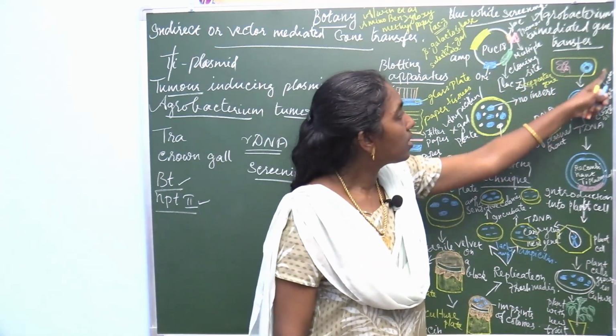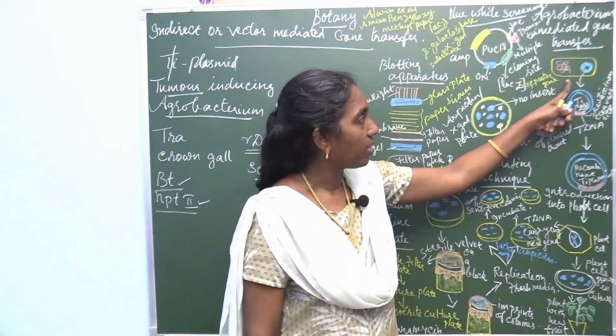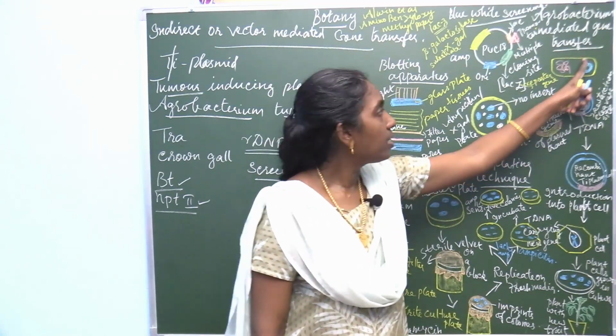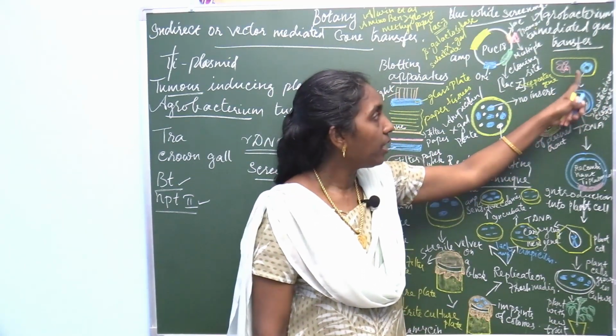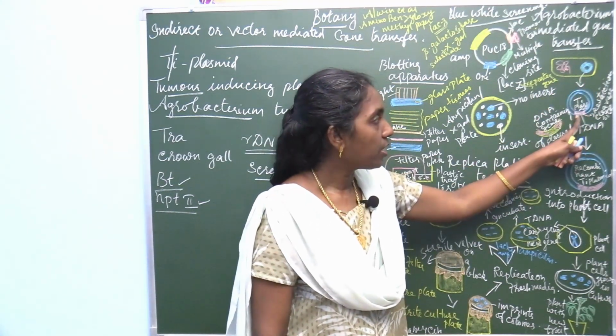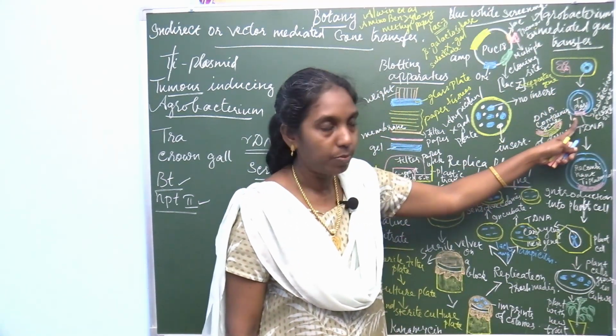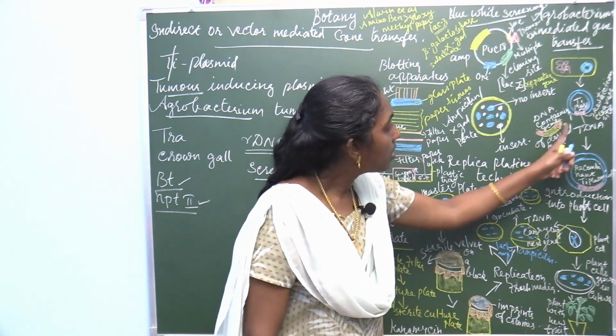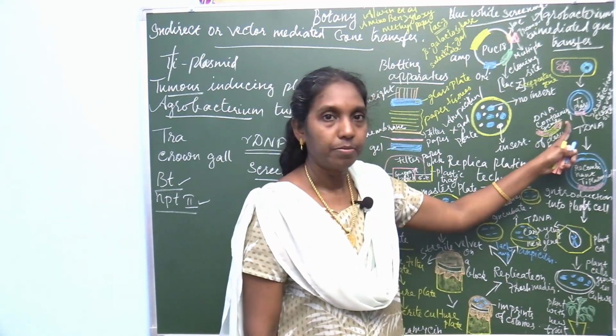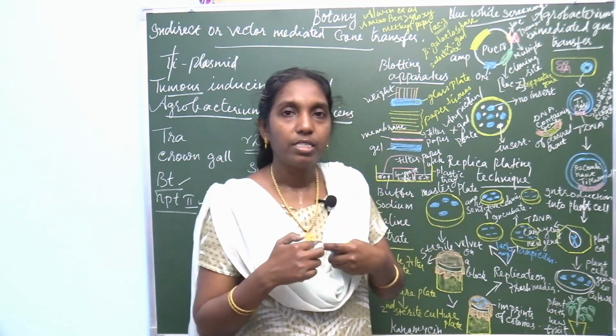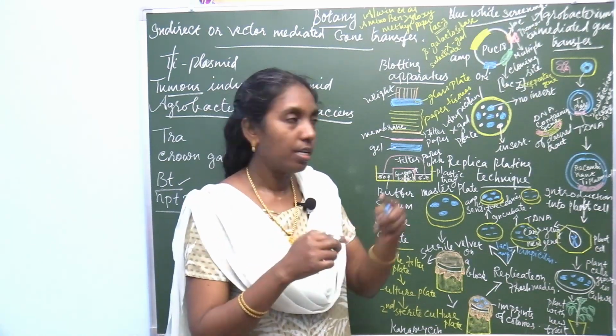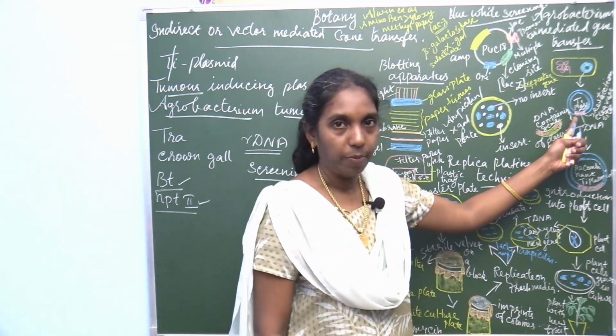So, this is the bacterium Agrobacterium tumefaciens, which contains the Ti plasmid. The Ti plasmid is isolated. This is the Ti plasmid and this is the gene of interest. This gene of interest is inserted into the Ti plasmid.